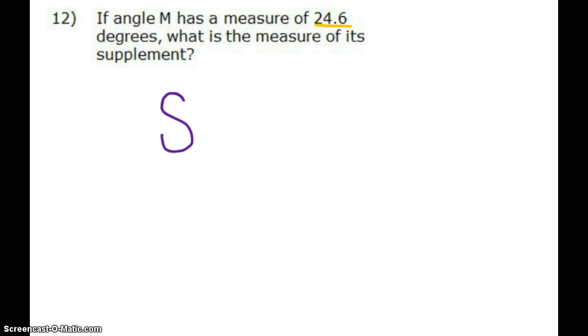If angle M has a measure of 24.6 degrees, what is the measure of its supplement? So think about S, supplementary angles. I can carry that on to make it an 8. Supplementary angles have a sum of 180 degrees. So I know that if one angle is 24.6, I can take 180 degrees and subtract out 24.6 degrees.